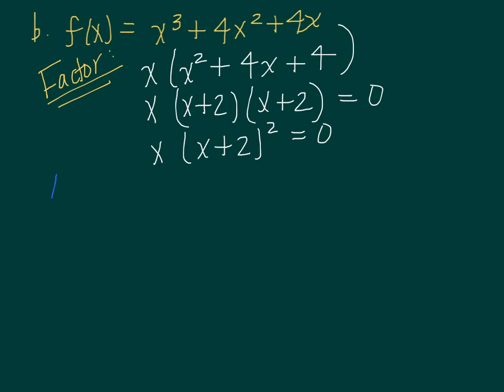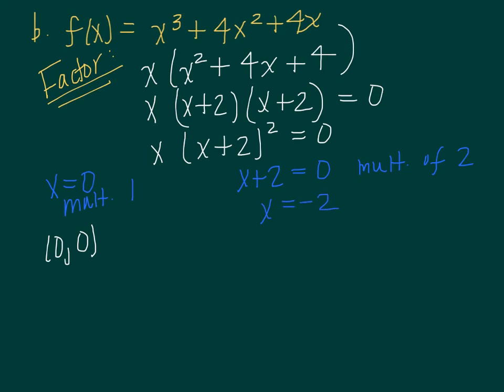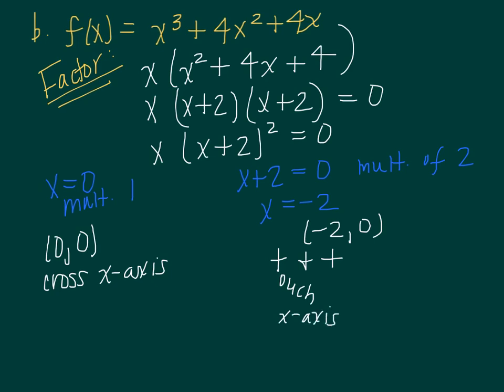So I have x equals 0. So that multiplicity is 1. So that 0 is 0, 0. Then I have x plus 2 equals 0. This one has a multiplicity of 2. So that x equals -2. So that would be -2, 0. So since this multiplicity is 1, this is going to cross the x-axis. And that -2, 0 is going to touch and turn. Touch the x-axis and turn around.